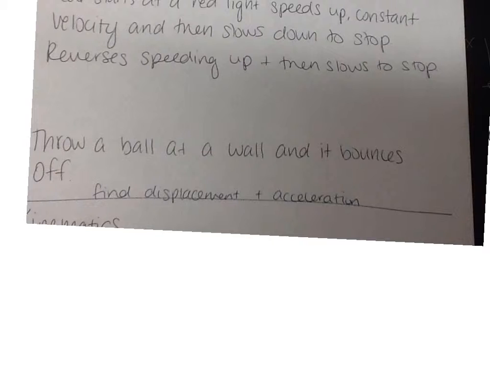All right, our next example is throwing a ball at a wall and the ball bounces off and goes back the other way. We're going to graph this, and then we're going to add some numbers, and we're going to find displacement and acceleration. So why don't you go ahead and try that on your own. I'm going to draw my axes.